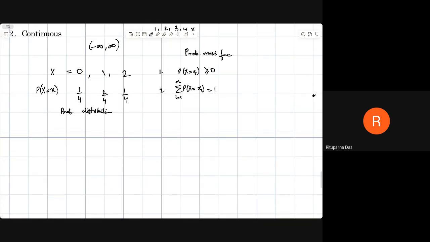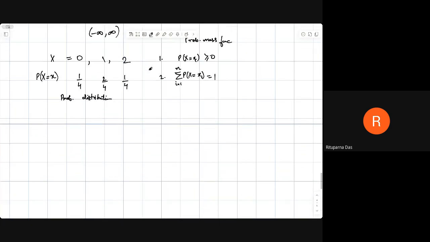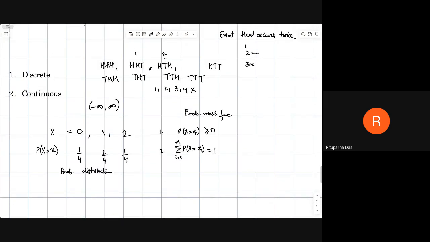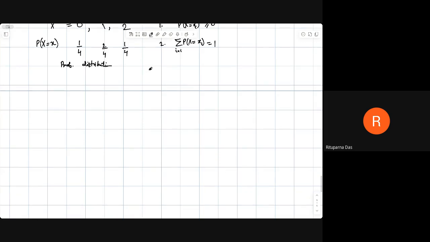For continuous probability distribution, we don't have mass function, because notice that we are calculating the mass for individual values. For continuous distribution, we'll go there shortly. First, let me go over the discrete probability distribution once.